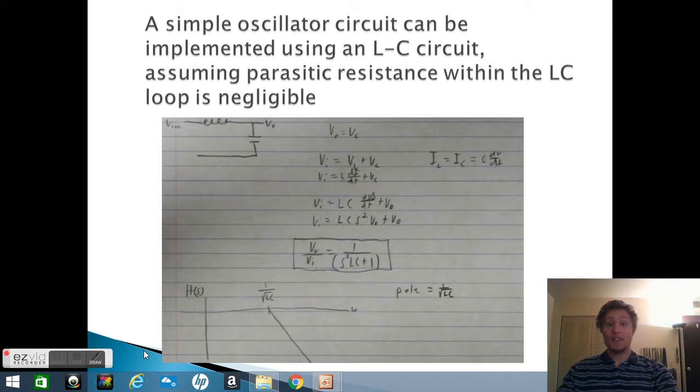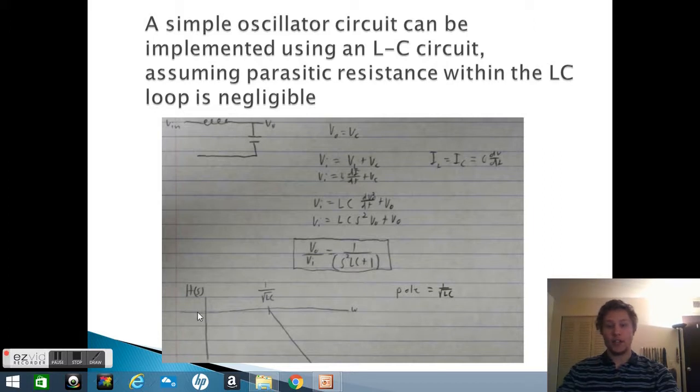Now, the next thing we have here is a simple LC circuit. It's just an inductor and a capacitor put together. Using Kirchhoff's laws and everything else, when we get VO over VI, we get 1 divided by S squared LC plus 1. Now, if you set this bottom part equal to 0, you'll see that there's a pole at 1 divided by the square root of LC. And that I'm saying is just right here.